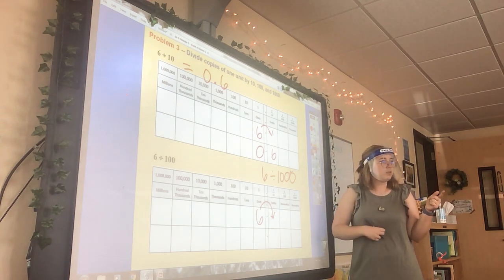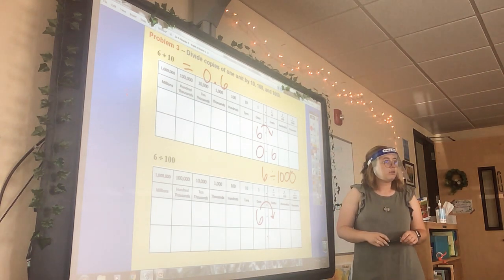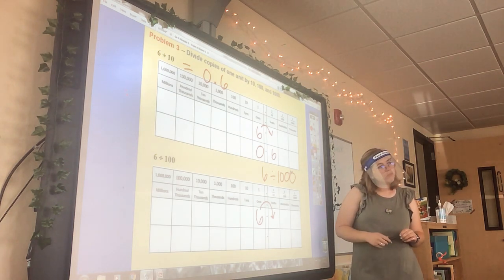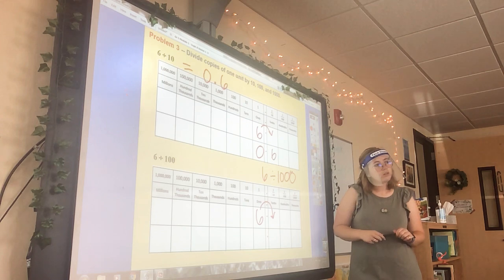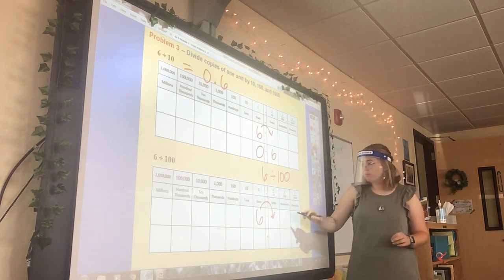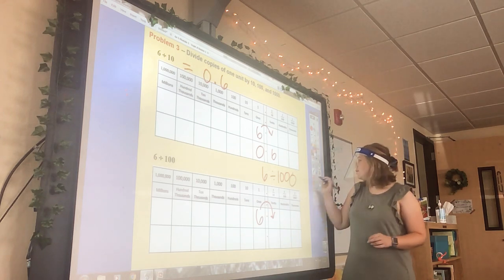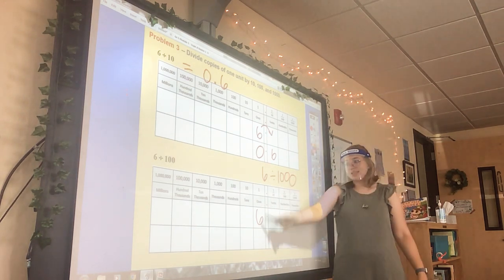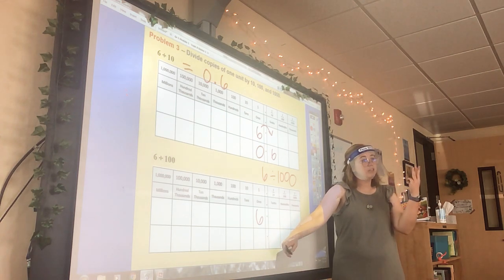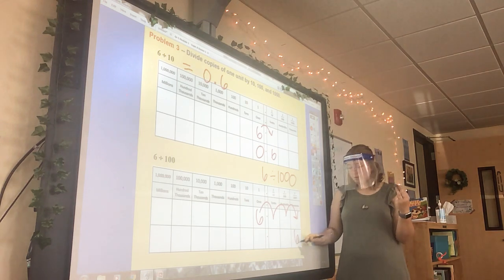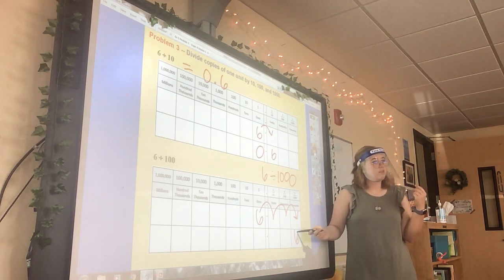Charlie? There's only 2 spaces to the 1,000. Not if we're in ones. But we always move right. We do. So if I was doing 6 divided by 1,000, 6 is 6 ones. So moving 3 spots to the right. 1, 2, 3, right? That would be in thousands.